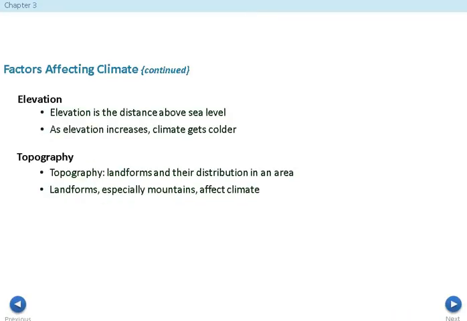Now we've also got other factors that affect climate. The first again is going to be where they fall basically on the Earth: north, south, and high latitudes, mid latitudes, low latitudes. We also see elevation. Elevation is the distance above sea level. As elevation increases, climate gets colder. Also topography, this is going to be landforms and their distribution in an area. Landforms, especially mountains, affect the climate. Again, the higher up you go, the colder it's going to be.